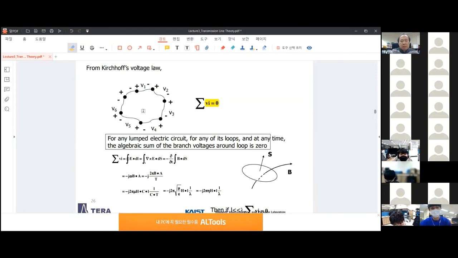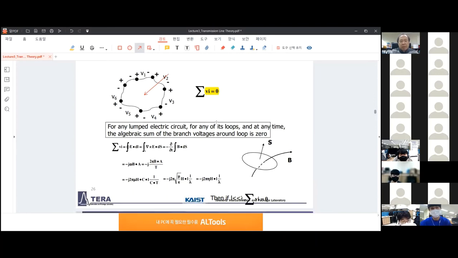Another thing that is against the Kirchhoff voltage law is that if there is a magnetic field inside this loop, it will create a certain voltage. It is no longer equal to zero. That is another violation of the circuit theory.